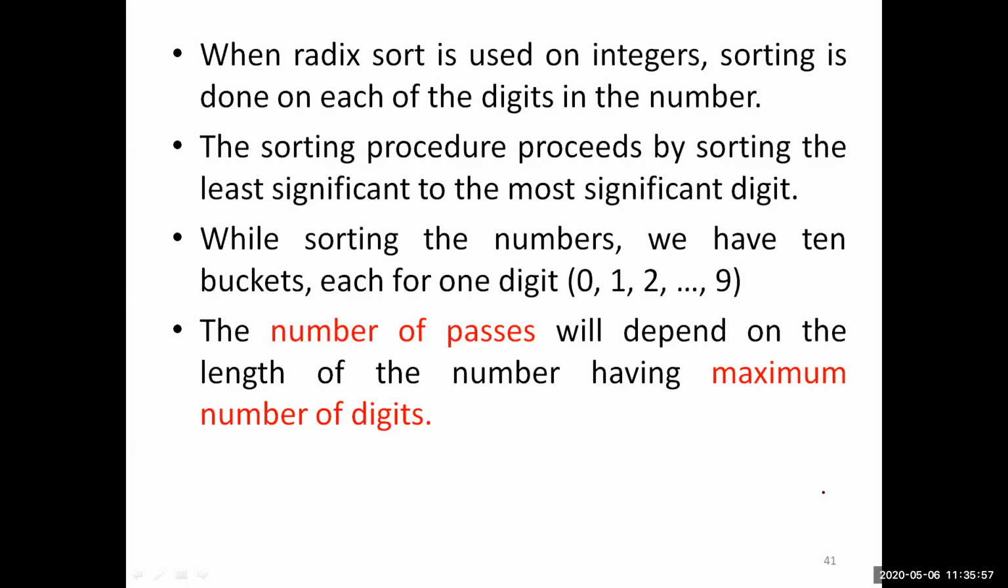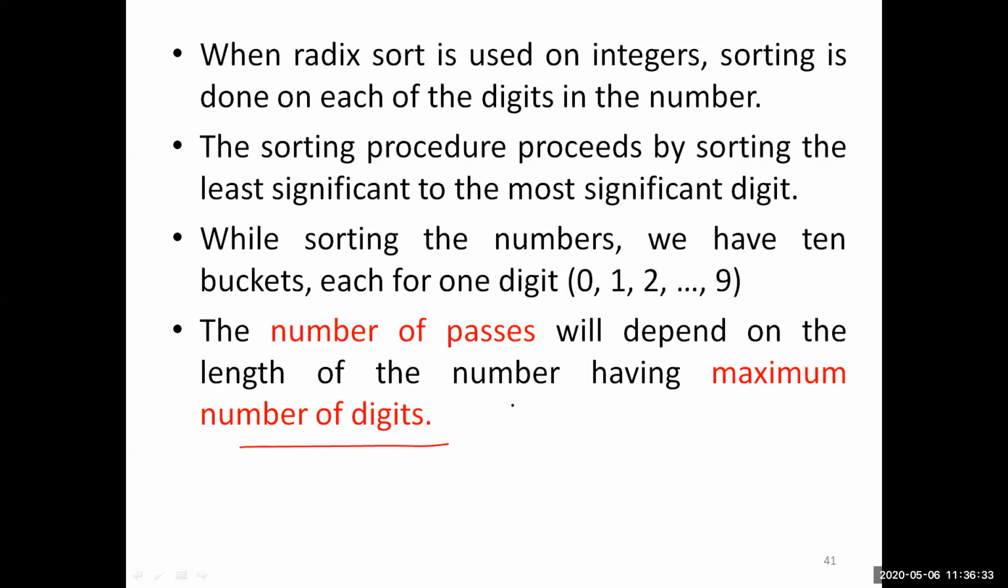While sorting the numbers, we can have digits. We said that for alphabets we require a bucket size of 26, or the radix is 26. Here the bucket size is 10, starting from 0 to 9, because any digit will fall between 0 and 9. That's why we require 10 buckets. The number of passes will depend on the length of the number having the maximum number of digits.